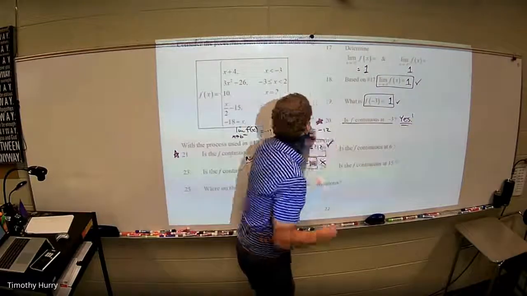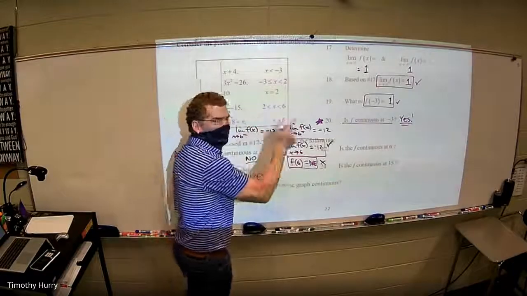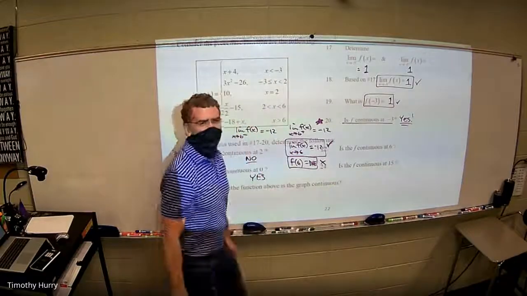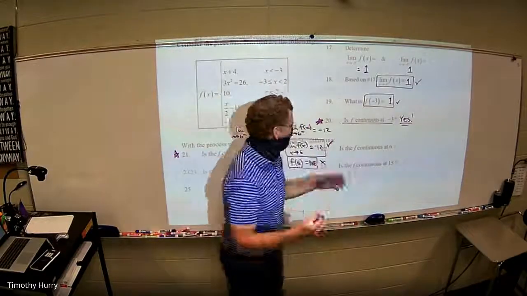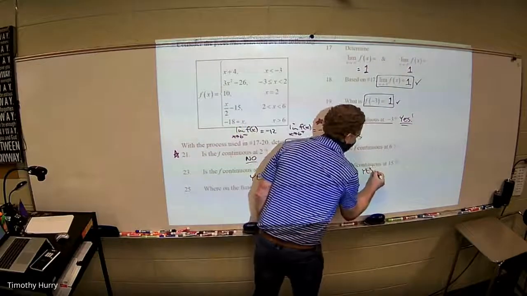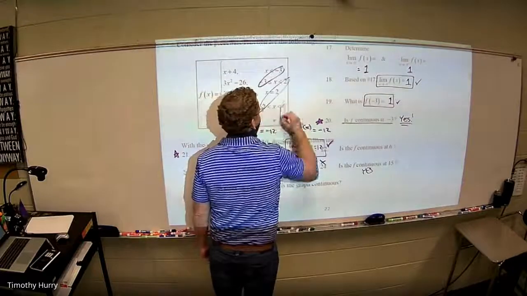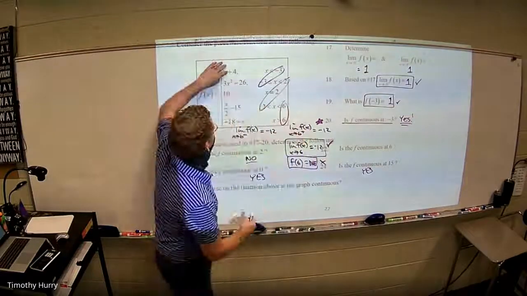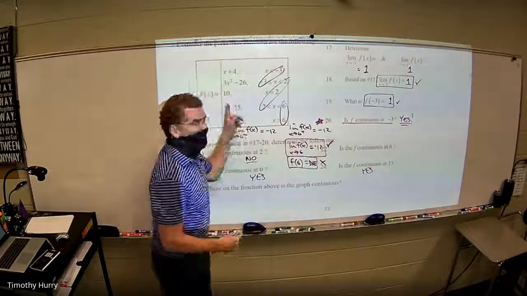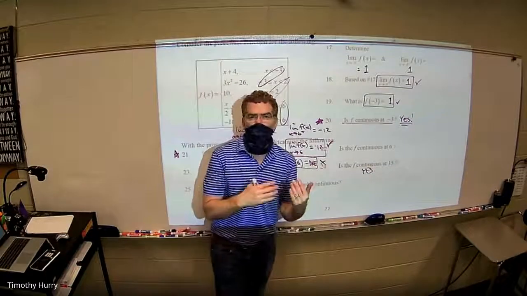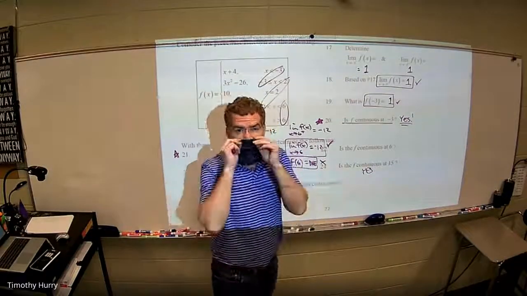Or here at 15. 15 is way to the right of 6. That's a line. Lines don't have breaks. If there's no breaks, of course it's continuous there. The things that you're worried about are these break points, right? You're worried about where it breaks. Or maybe if there's some place on this function where there's an x in the denominator, giving you a hole or a vertical asymptote, you're worried about that kind of stuff too.